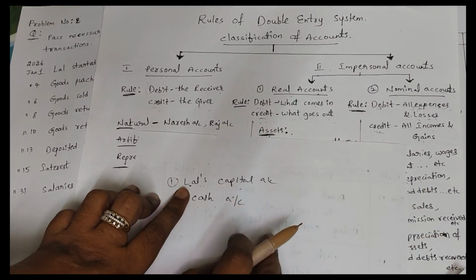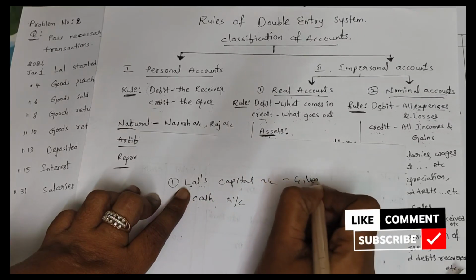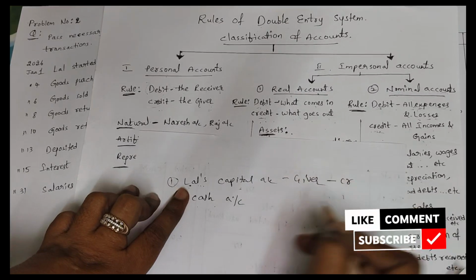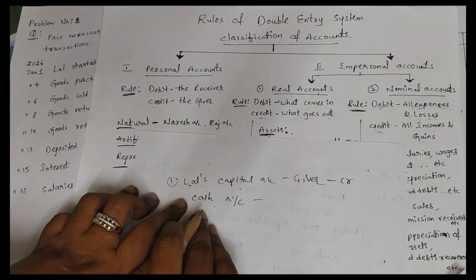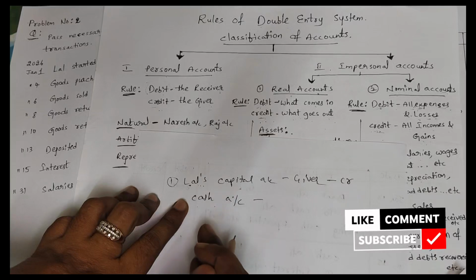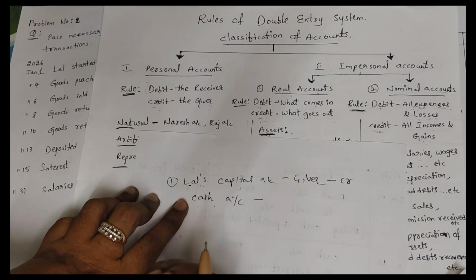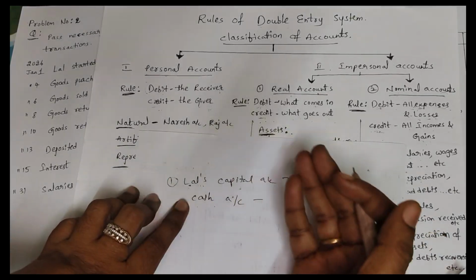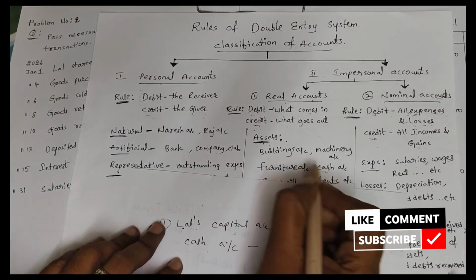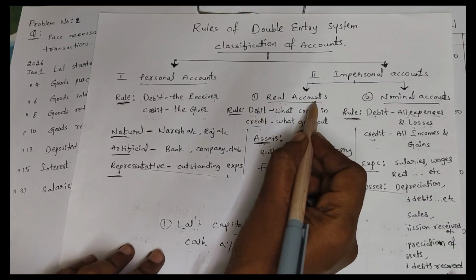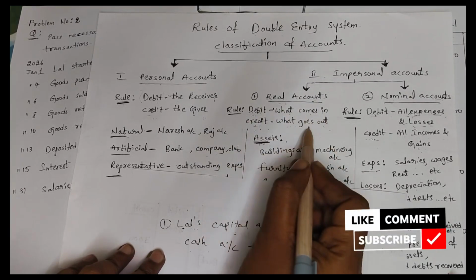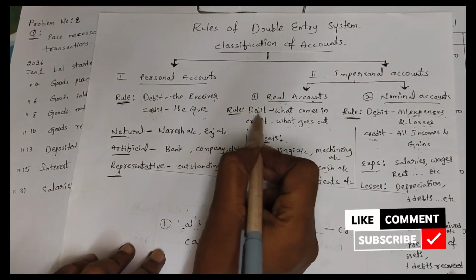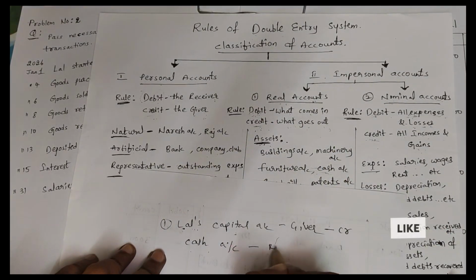So Lal is a giver. For the giver account, what should we do? The giver should be credited. So it is credit. From the business point of view, cash is coming into the business. Lal is giving and the business is receiving, so cash is increasing in our business. What comes in, debit; what goes out, credit, because cash comes under assets, and assets come under real account. Cash is coming into the business, so that is debit.